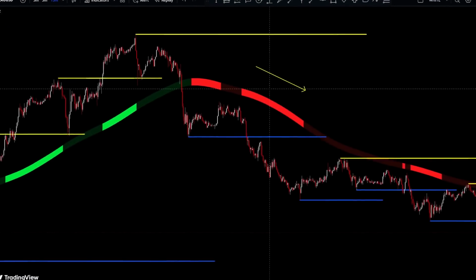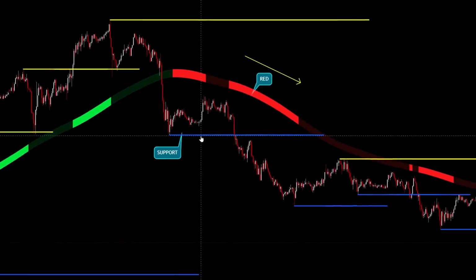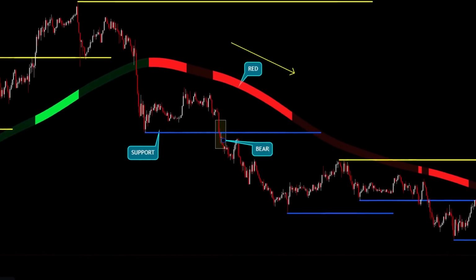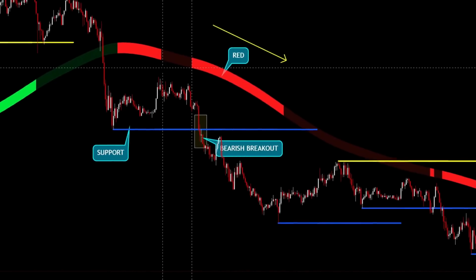And when the market is in a downtrend, look for support lines. Wait for the price to break below a support line during light red market bias. This is your sell signal. Place your stop loss above the recent swing high and aim for a target 1.5 times your risk.